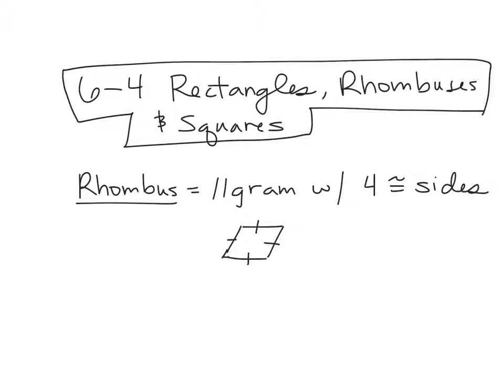So a lot of times I feel like it looks like it's kind of on a little tilt. Doesn't have to be, okay? A rhombus could also look like this, okay? It just has to have 4 congruent sides, and your opposite sides have to be parallel. So that's a rhombus. Can anyone tell me what a rectangle is?